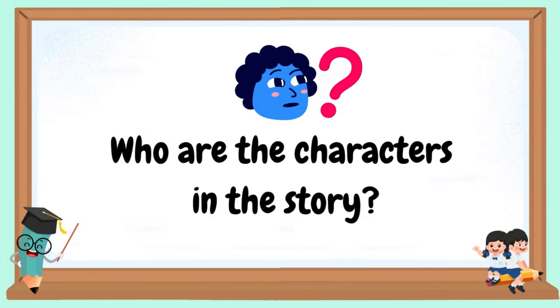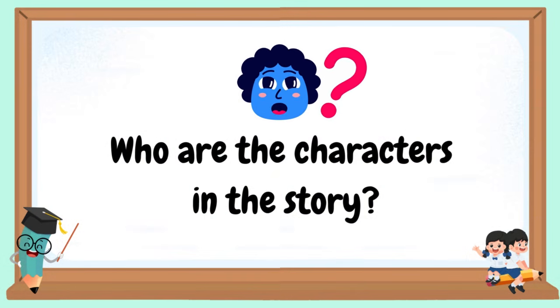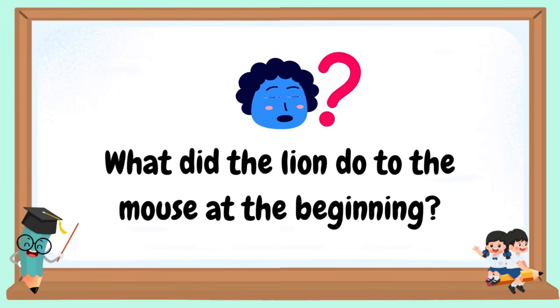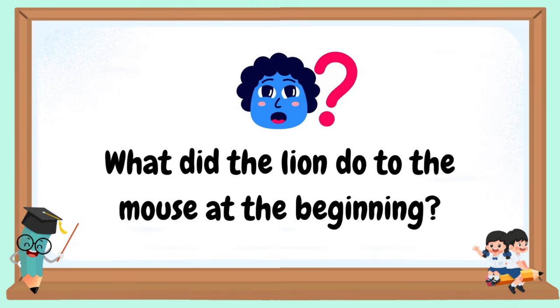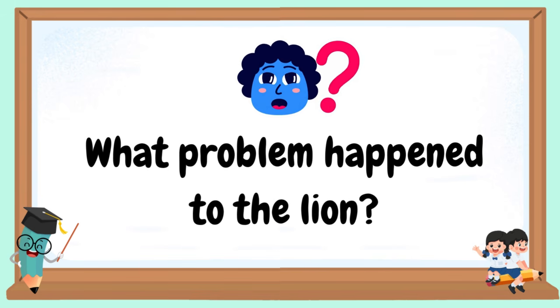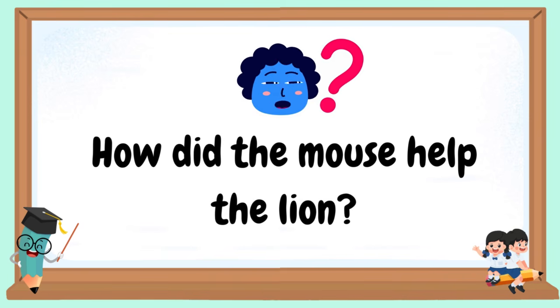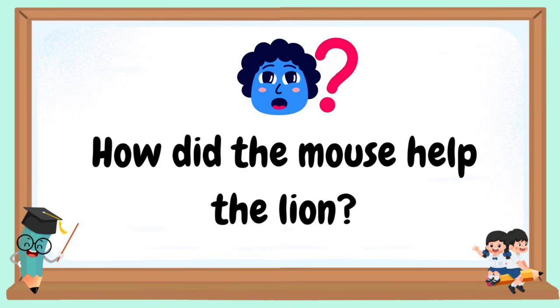Who are the characters in the story? What did the lion do to the mouse at the beginning? What problem happened to the lion? How did the mouse help the lion?